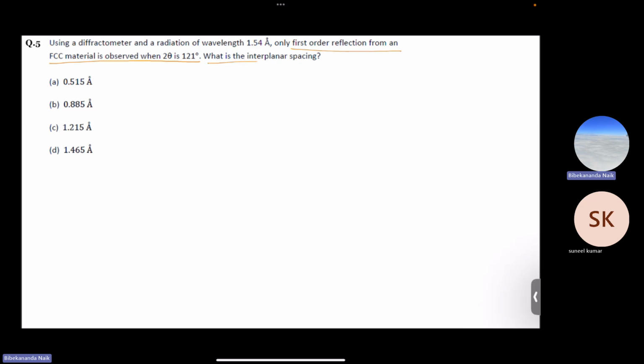So again, this question is pretty much similar to the previous question. So you need to apply the same formula, and here the value of 2 theta is given. So you need to find out the value of theta. And then if you put all the values, the only unknown can be easily calculated. So I'll give you a few minutes to try this, and then we will proceed to the next question.